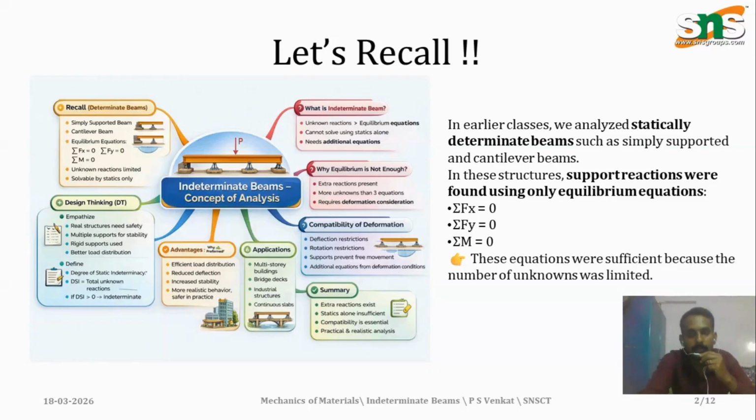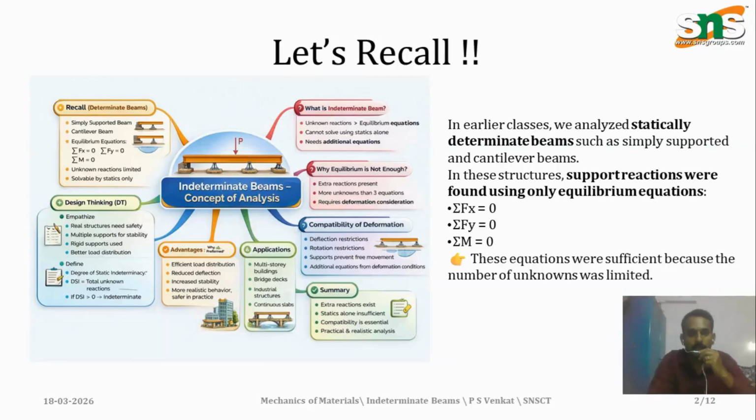Before moving into today's concept, let's quickly recall what we have learned from the previous topics. In earlier classes, we have studied statically determinate beams such as simply supported beams, cantilever beams, etc. In these cases, we use three basic equilibrium equations. That is, summation of vertical forces is 0, summation of horizontal forces is 0, and summation of moments is 0. These equations were sufficient because the number of unknown reactions was equal to the number of equations. For example, if a simply supported beam has two reactions, we can solve easily using equilibrium conditions.